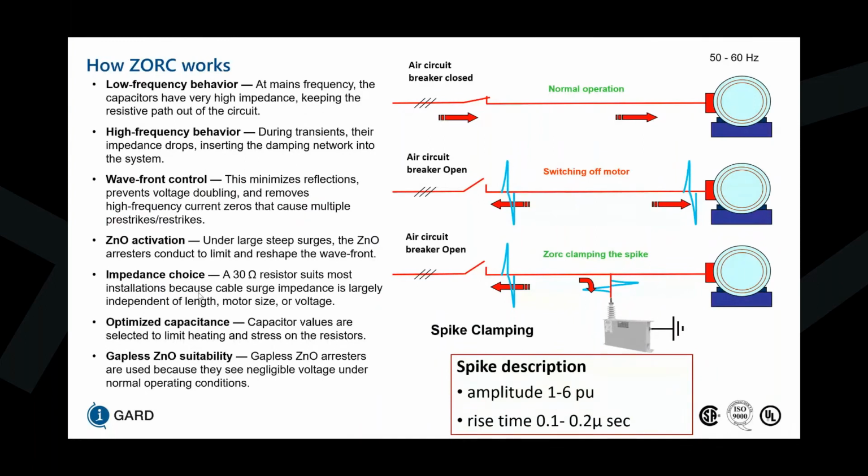Optimized capacitance: capacitor values are selected to limit heating and stress on the resistors. Typically, from what I've seen in the industry, we have a range of 0.15 microfarad to 0.3 microfarads. And we also have gapless zinc oxide suitability. So gapless zinc oxide arrestors are used because they see negligible voltage under normal operating conditions.